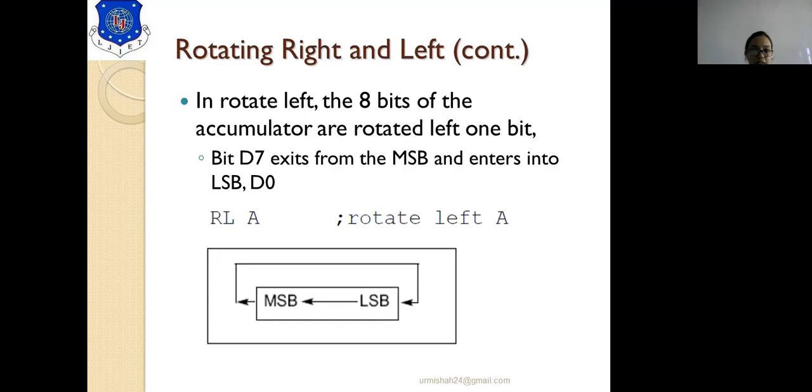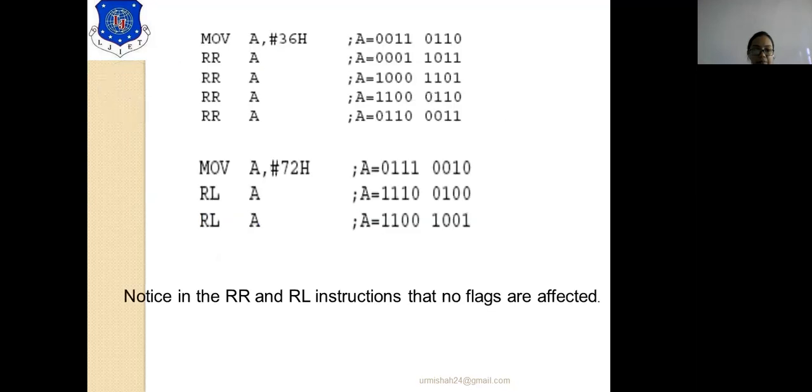Next instruction is rotate left. For rotate left, we have the syntax RLA. The MSB will come to the LSB, so data will be shifted here from the right-hand side to the left-hand side. The 8-bit data will shift left by 1 bit.